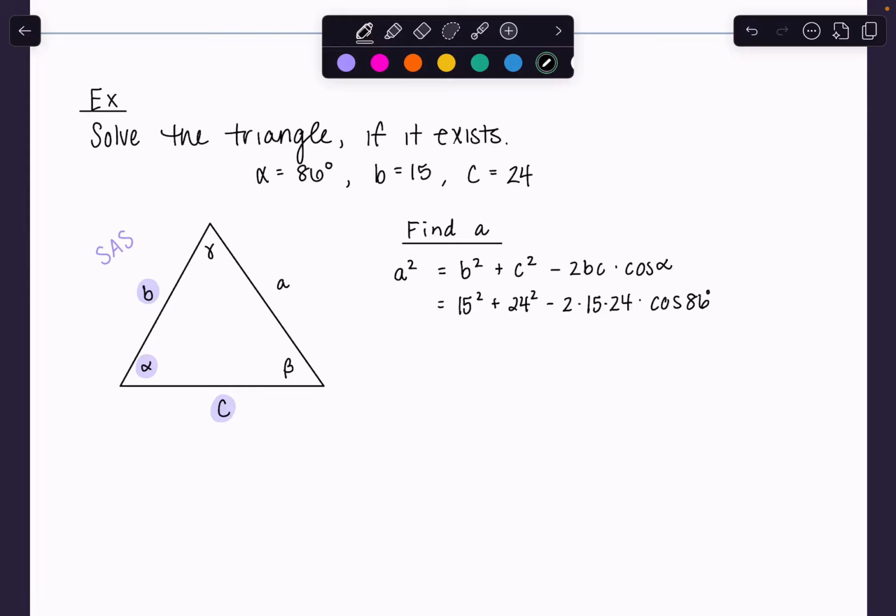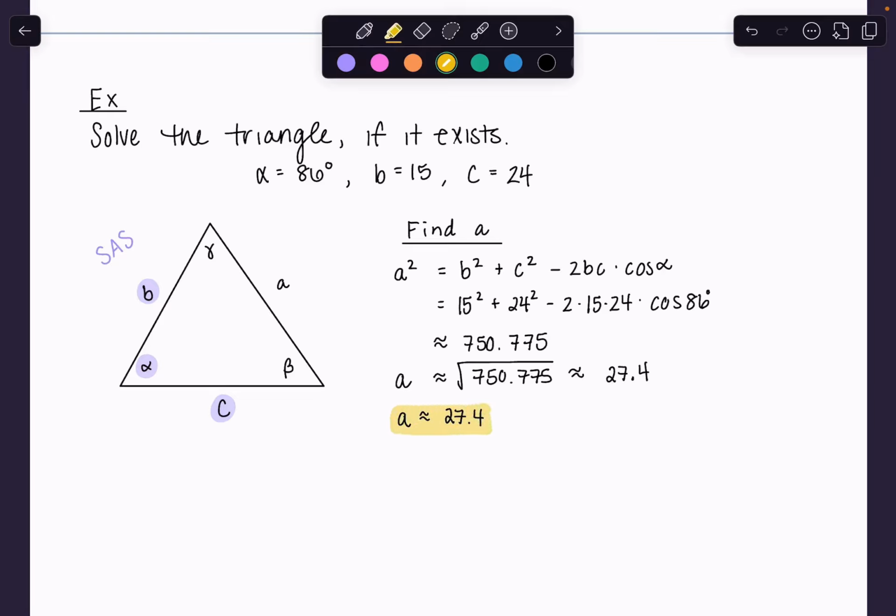So for this one, I'm going to trust you can plug this into your calculator. You should get that this is about 750.775, okay? And then to get A, you want to take a square root. So A is about equal to the square root of 750.775. So side A is going to be about 27.4, okay? So that is our one missing leg.